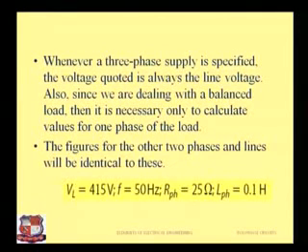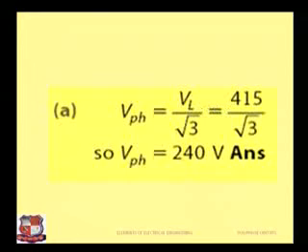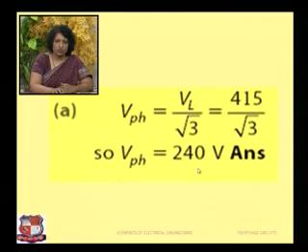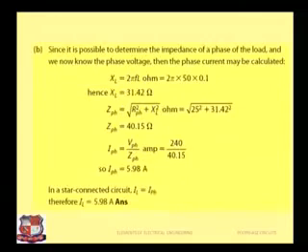Now the given data is VL is 415 volt, F is 50 Hz, RPH, the resistance per phase, is 25 ohms and LPH is 0.1 Henry. So write down the given things first. Then as per the star connection, VPH is VL by root 3. So it is 415 by root 3. The answer comes out to be 240 volts. So the first answer is the phase voltage, that is 240 volts.